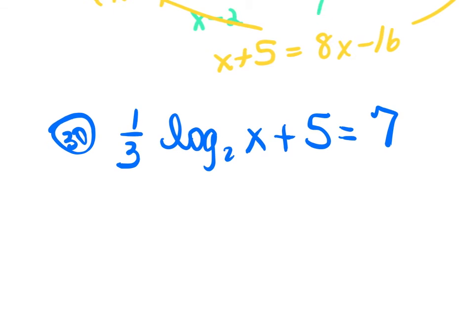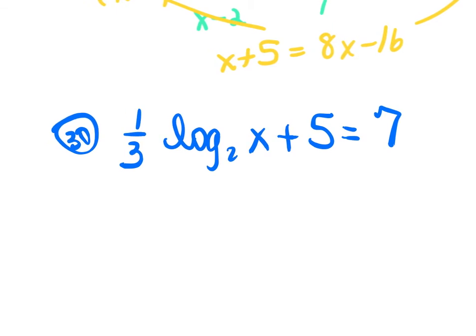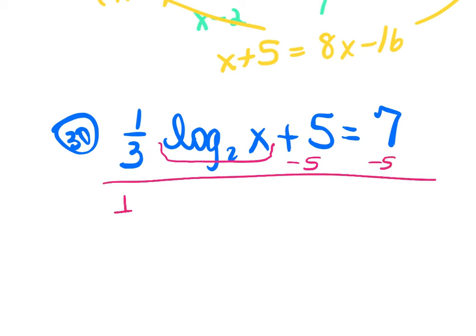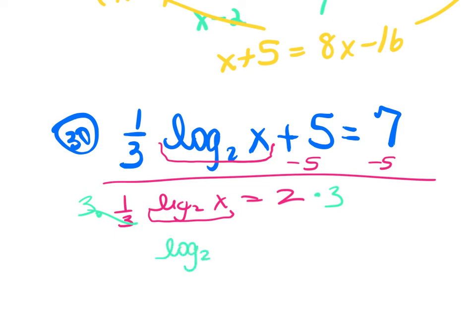All right, there's a couple ways to look at this one. I did it one way on the review. I might do it another way here. But I see my log base 2 of x. I want to get that all by itself. So the first thing I'm going to do is minus 5 from both sides. So I have 1/3 log base 2 of x equals 2. Again, we want log base 2 of x to be by itself, so I can multiply both sides by 3. So now I have log base 2 of x equals 2 times 3, which is 6.